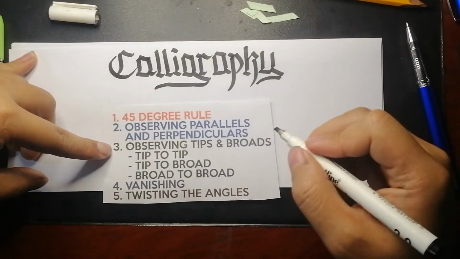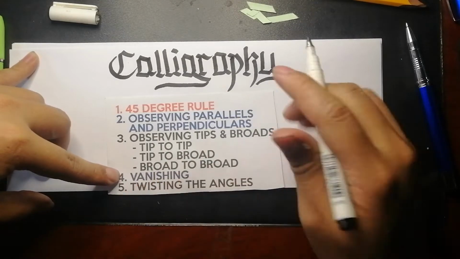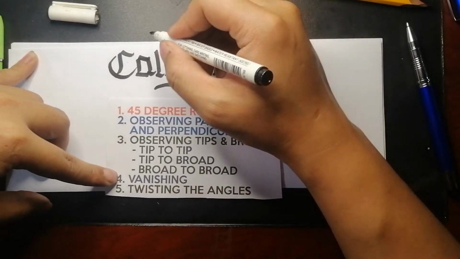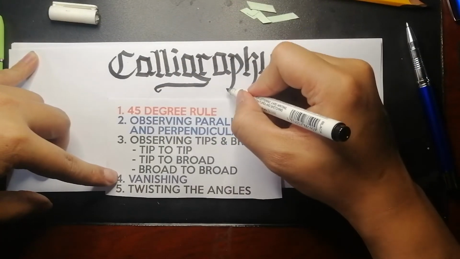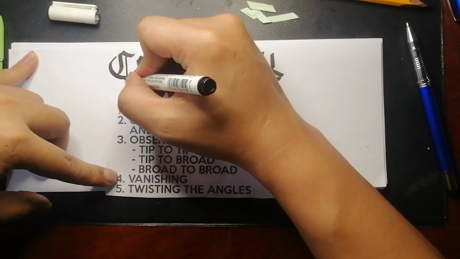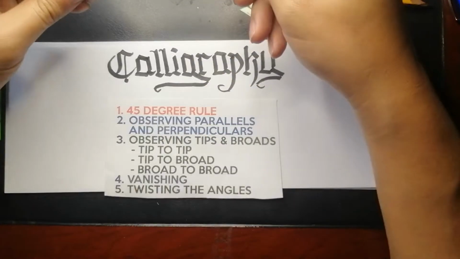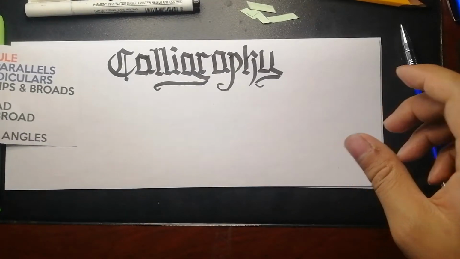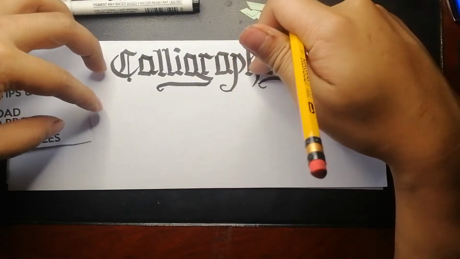Okay, so we observe 1, 2, 3, 4, and then number 5, twisting the angles. We will enhance yung mga edges using the tip ng pen. Okay, so that's our lesson yesterday. So binalikan lang natin. Okay, now punta na ngayon tayo sa lesson natin. So we'll still do the same word.